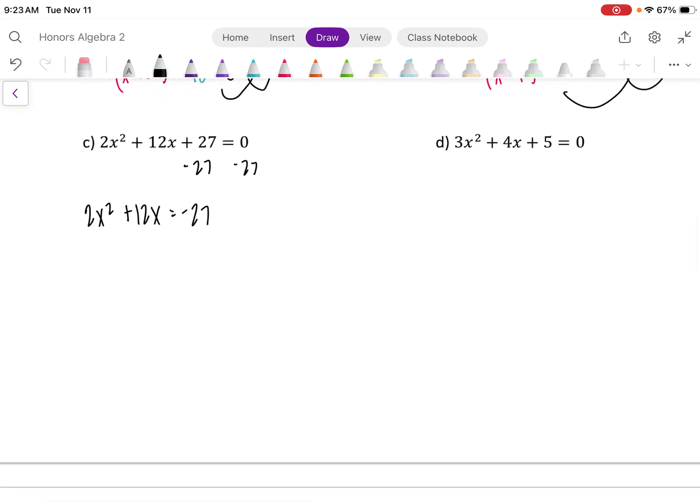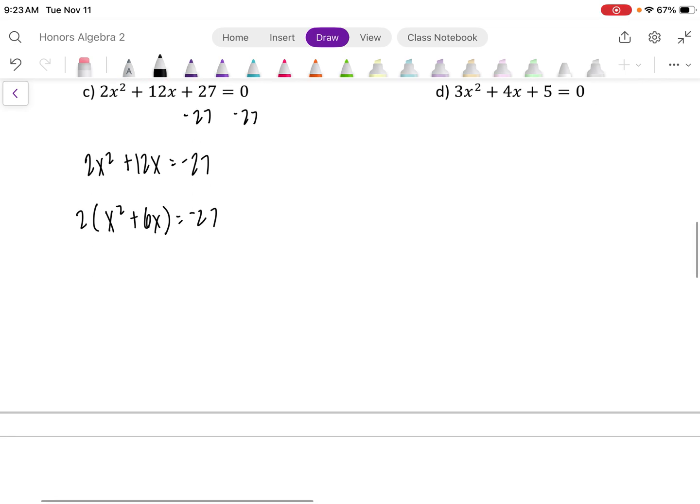Now, I want to divide everything by 2. So we're going to have 2x squared plus 6x equals negative 27. Sorry, not divide everything by 2. Just take out the GCF on the left side. Now I want to divide everything by 2. So we're going to have x squared plus 6x equals negative 27 over 2.